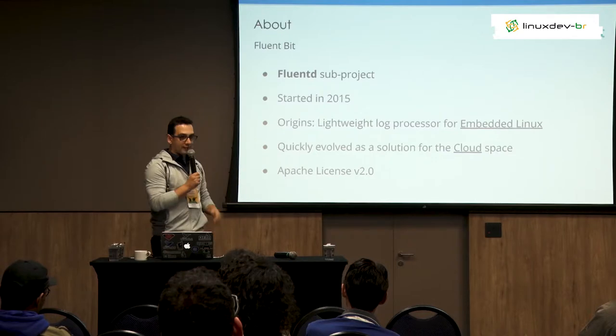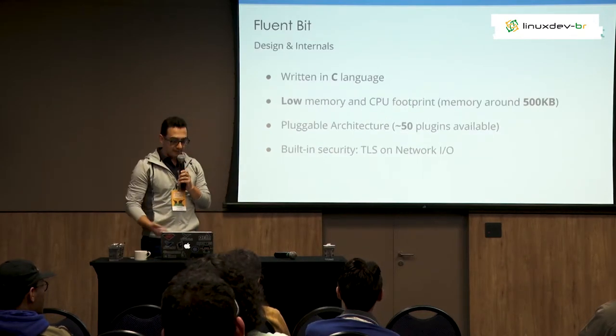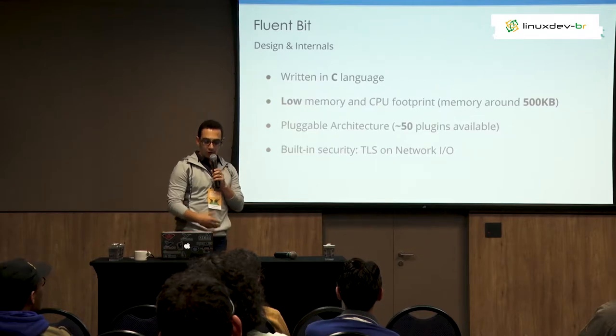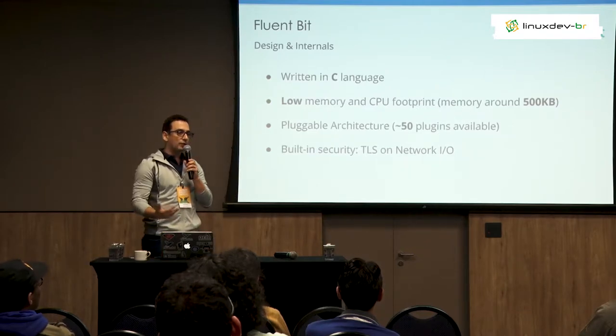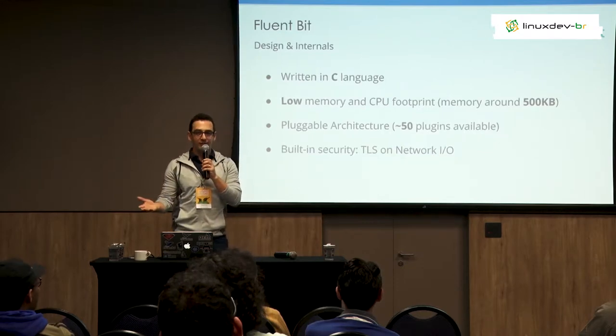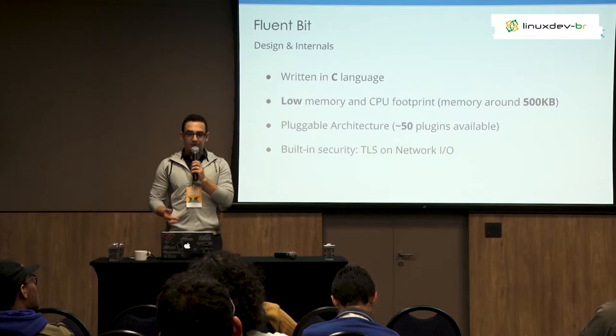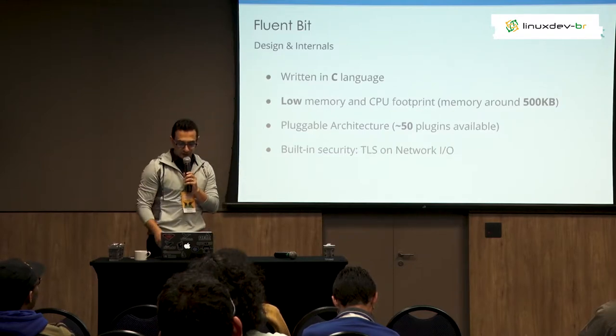And well, the project has always been Apache license 2. It's fully written in C language. It's targeted for a low memory and CPU footprint. But you know, to be honest, if you are processing thousands of lines per second, you're going to consume CPU and you're going to consume memory. But the thing is how you optimize on those scenarios.